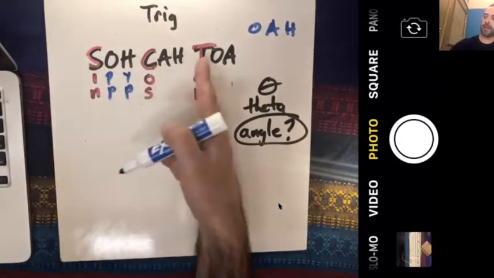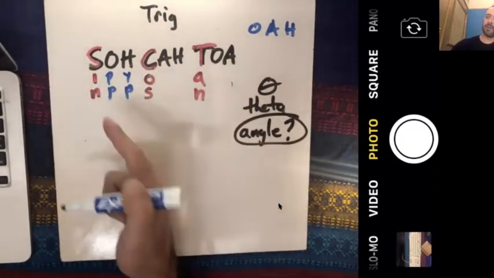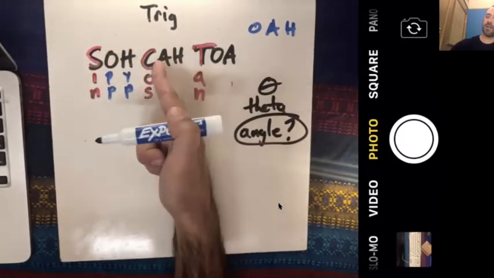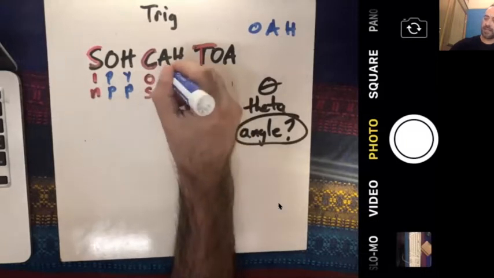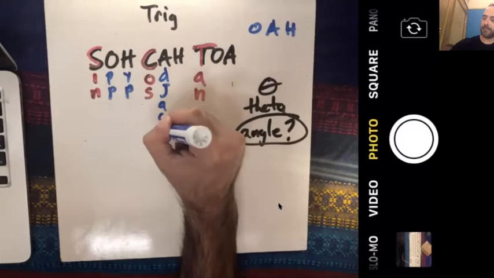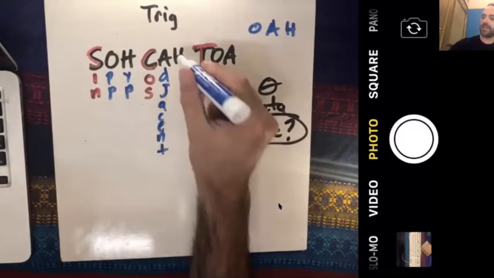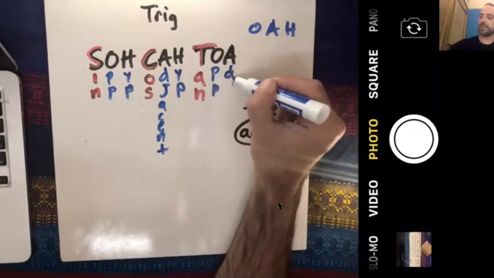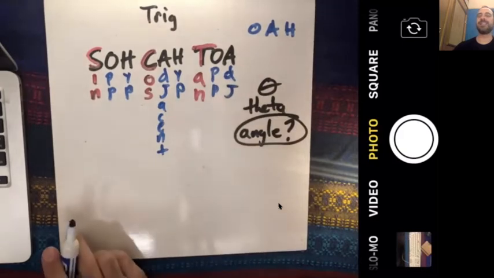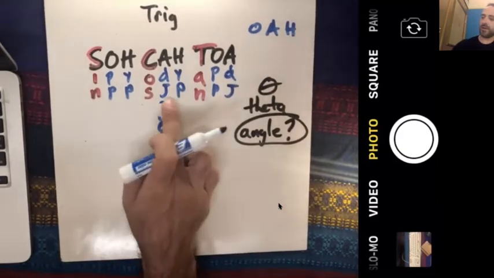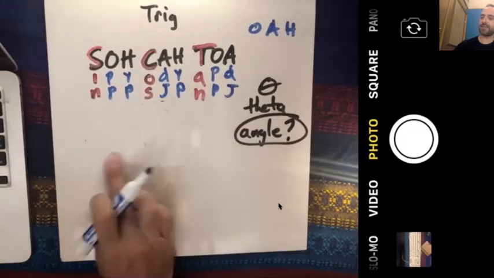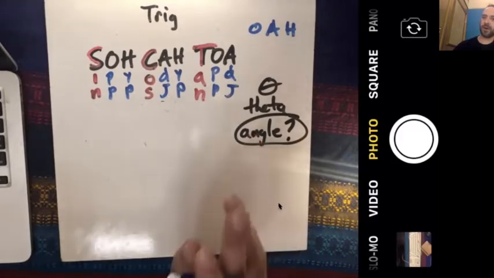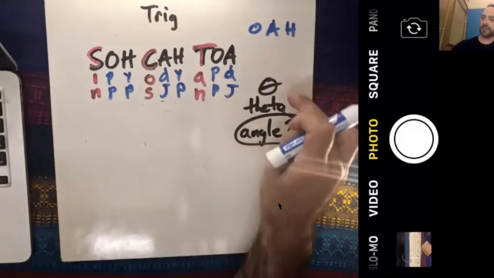So SOHCAHTOA is our magic word that tells us how everything works together. The sine, OH, so, opposite, hypotenuse. Cosine, A is adjacent, right? I'll write it out. Adjacent. H is hypotenuse again. O is still opposite, A is adjacent. That's how I'm going to write it from now on, ADJ, okay? So we have the opposite, we have the adjacent, we have the hypotenuse. Those are the three sides to a triangle in reference. All of this is in reference to theta.